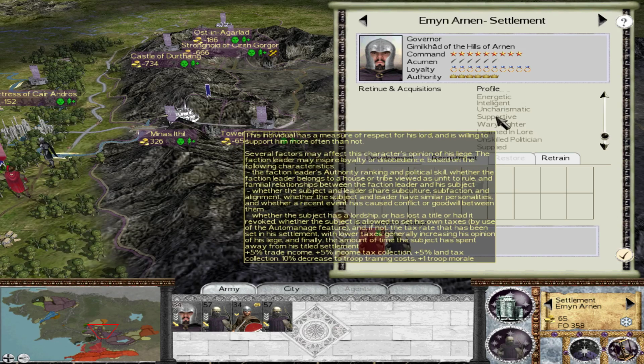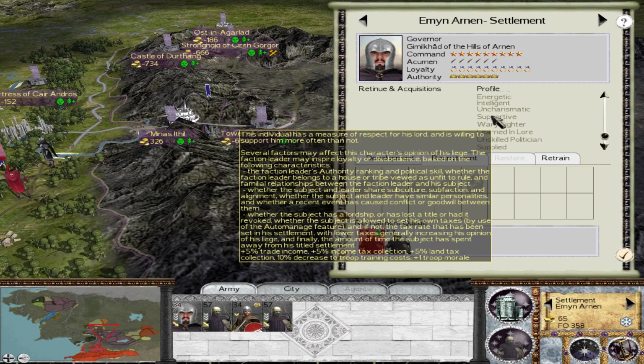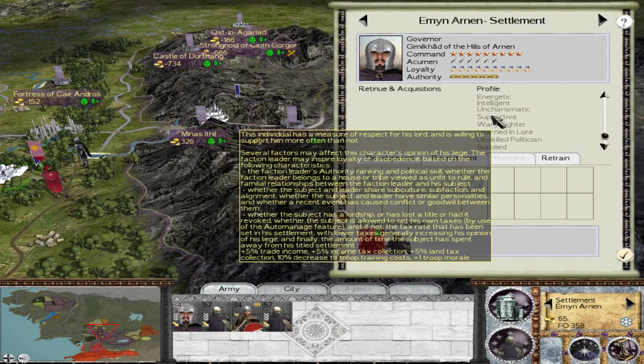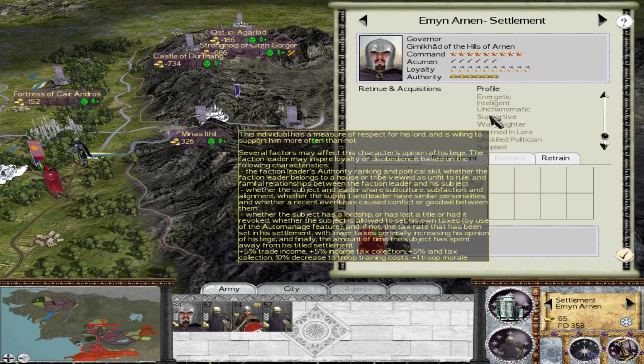As you can see from the very bottom of this tooltip, he's enjoying a 5% bonus to trade, income tax, and land tax collection. So as governor of Emin Arnen, he is bringing in extra money than a less loyal or less supportive family member would. So he's going to do well in this role. He's also getting a bonus to troop training costs and extra morale.